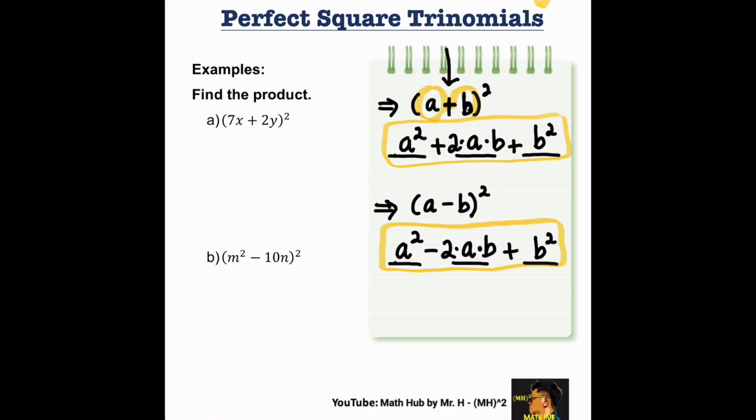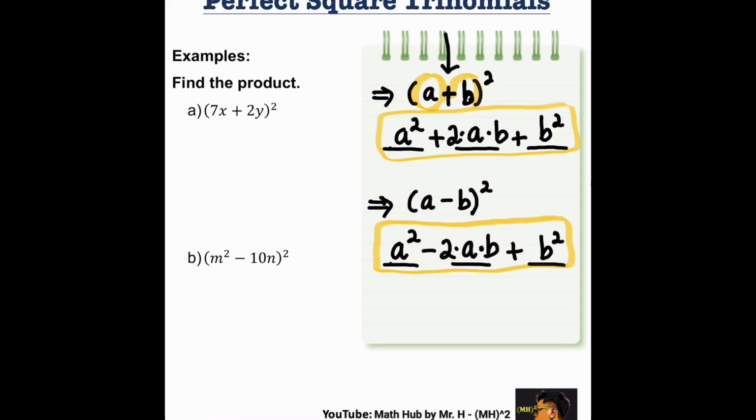So let's apply this concept by answering these two examples right here. The first one we were given is the quantity 7x plus 2y squared. To get the product, we take the first term and square it. We copy the sign plus, and then for the last term of the product, we take the second term of the binomial, which is 2y, and we square it. And for the middle term, we take the first term times the second term, then times 2. So the 2 here is fixed. And then we simplify.